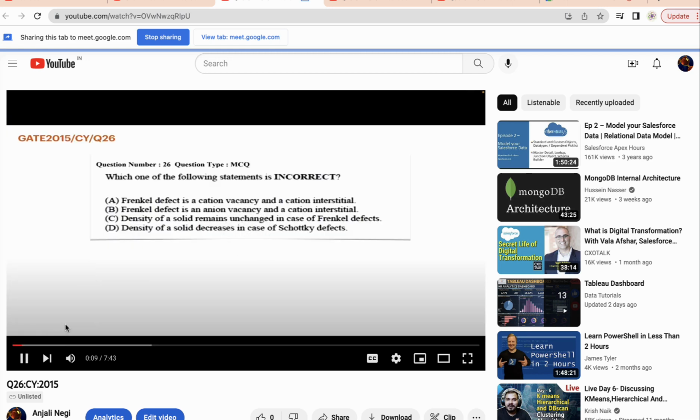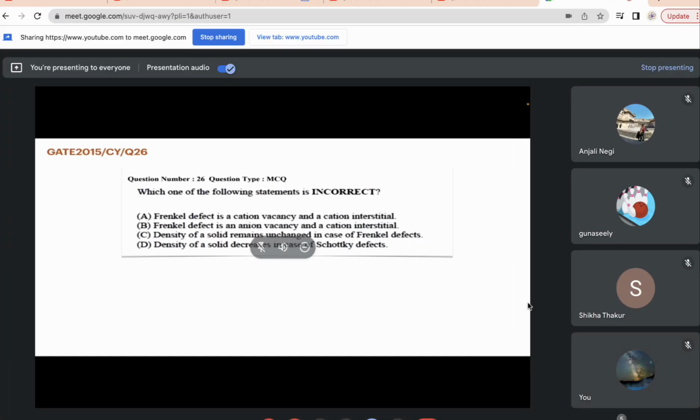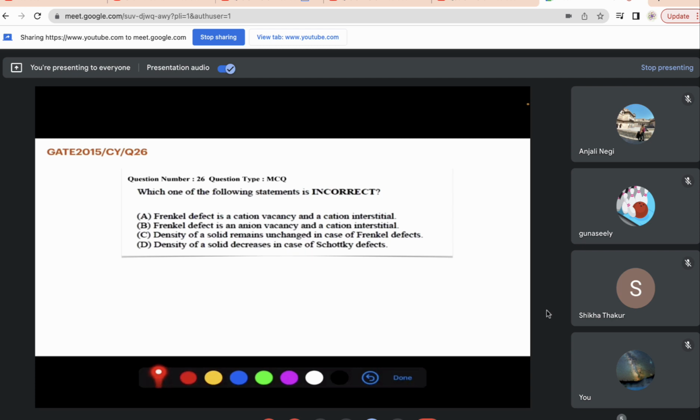I will be solving GATE 2015 chemistry question number 26. This question states, which one of the following statements is correct? We are given 4 different options. So before moving to the options, let's discuss some basics.